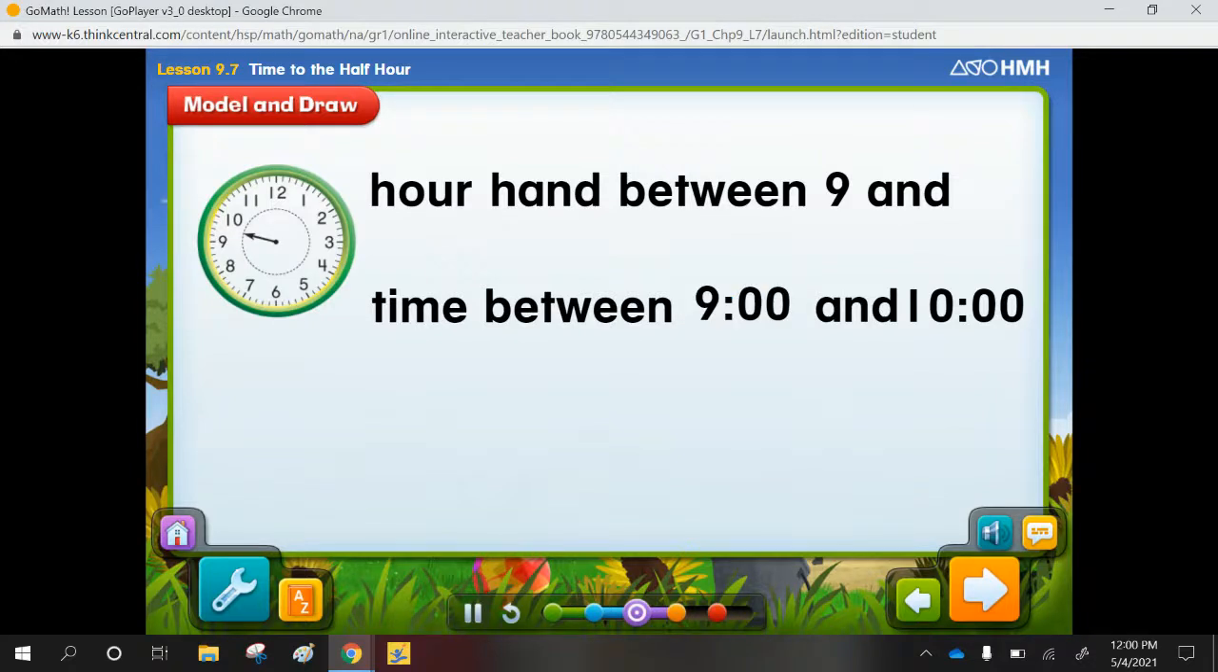As an hour passes, the hour hand on a clock moves from one number to the next. When a half hour has passed, the hour hand points halfway between two numbers. In this clock, the hour hand is halfway between the 9 and the 10. You can say this time as 9:30.